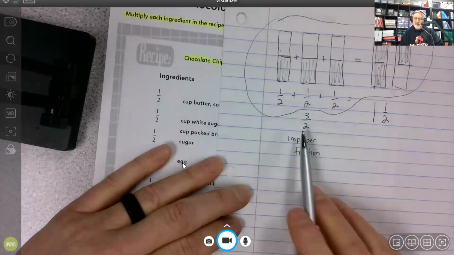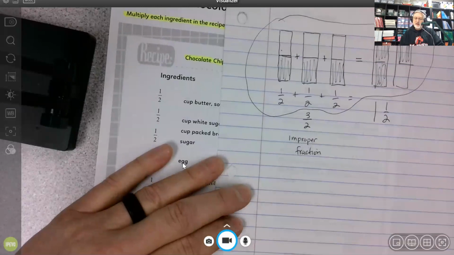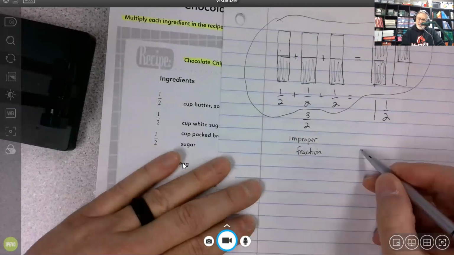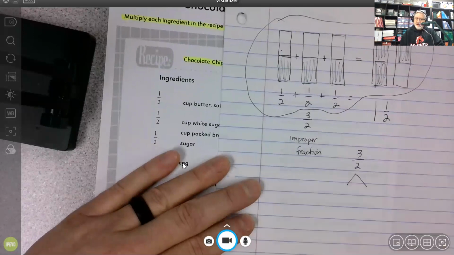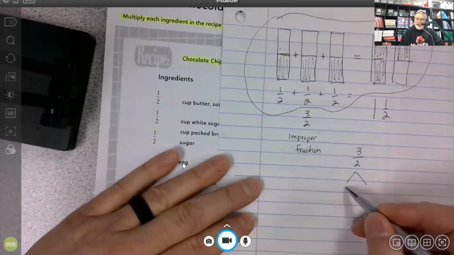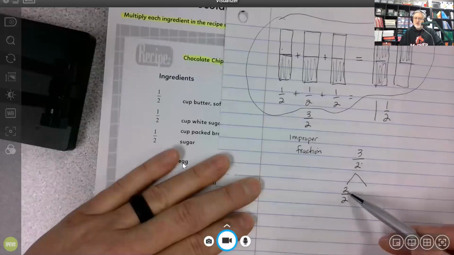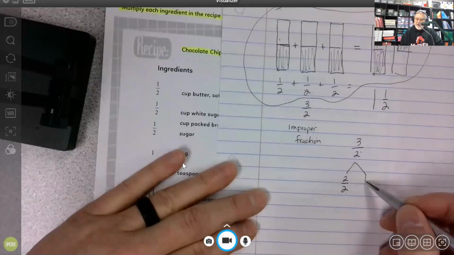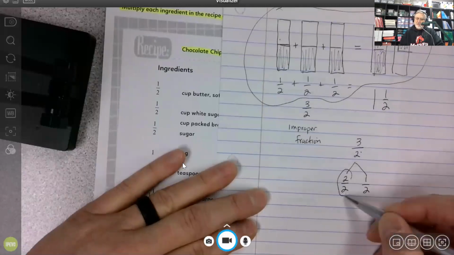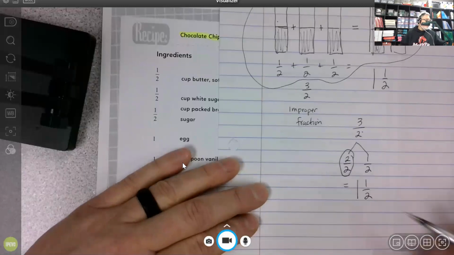But if I add it together and I get 3 halves, I have to do another step because I don't want to leave it as an improper fraction. And we talked about this last week, how we can take a number bond and take a whole out of there. So if I take 1 whole out, which is 2/2, subtract it from 3, that will give me 1/2. I circle my wholes, and I would get 1 and 1/2. Okay?